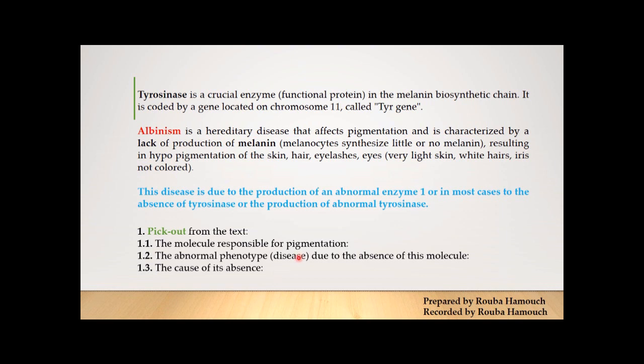So we can say the molecule responsible for pigmentation is melanin. The disease caused by the absence of melanin is albinism. And the cause of the absence of melanin is either the production of abnormal enzyme 1 or the lack of the production of tyrosinase. So the production of abnormal enzyme 1 and in most cases the absence of tyrosinase or abnormal tyrosinase production.